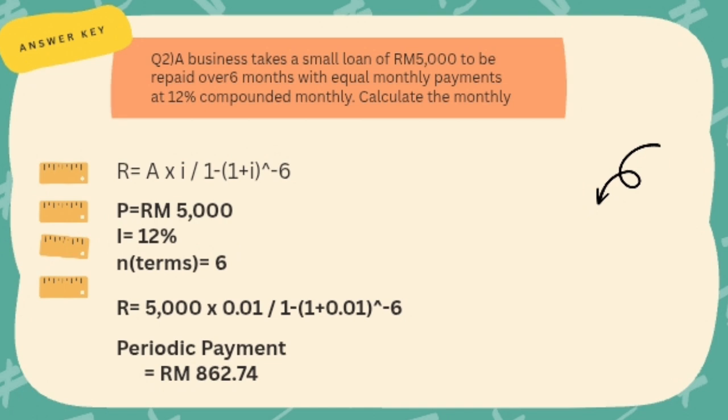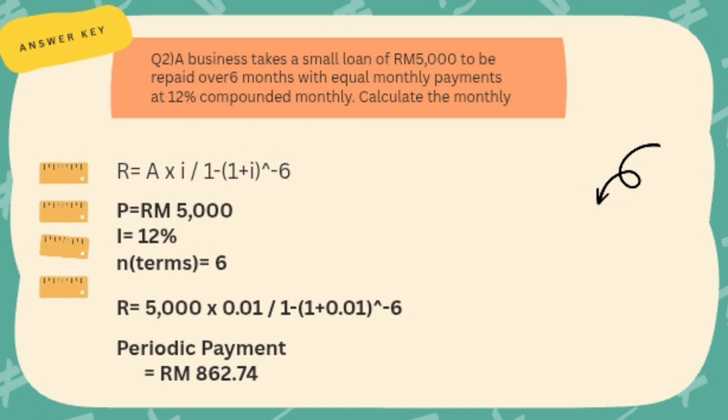Now, let's talk about the interest rate, because this is the most important part. The question says the interest rate is 12% per year and it is compounded monthly. Because the interest is calculated monthly, we cannot use 12% directly. So we divide 12% by 12 months. When we do that, we get 1% per month. This means the loan increases by 1% every month before the payment is made.